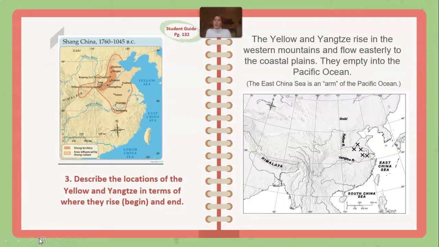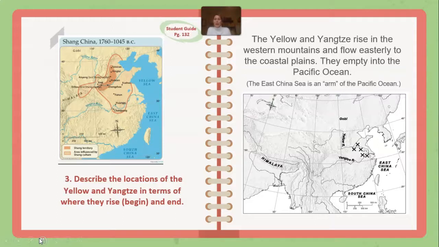Question number 3. Describe the locations of the Yellow and Yangtze in terms of where they rise or where they begin and where they end. So the Yellow and Yangtze rise in the western mountains, and then they flow easterly to the coastal plains. Coastal means along the edge of the ocean. They empty into the Pacific Ocean.